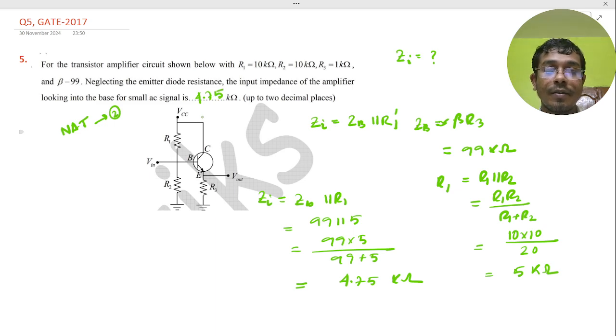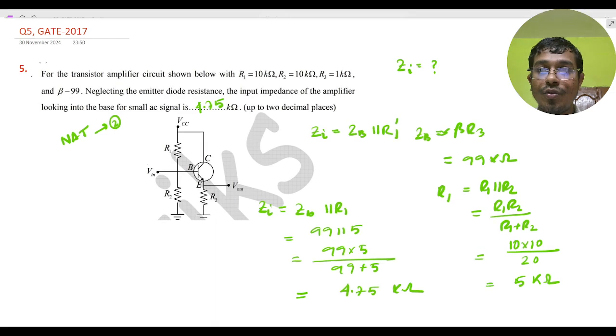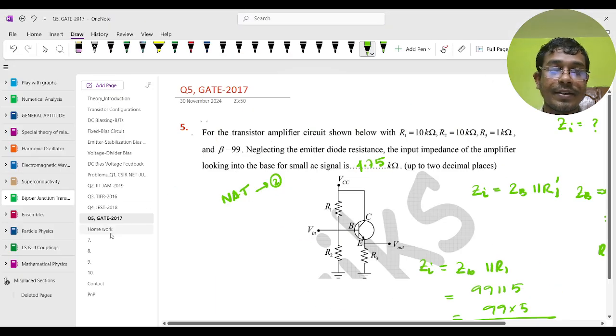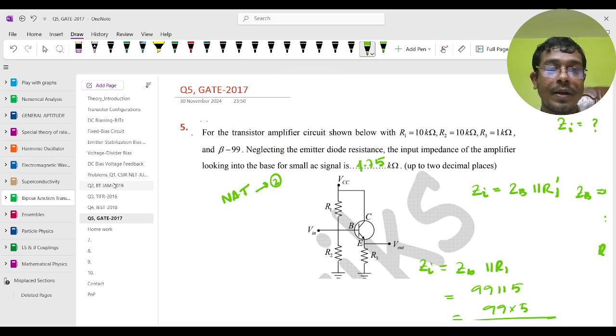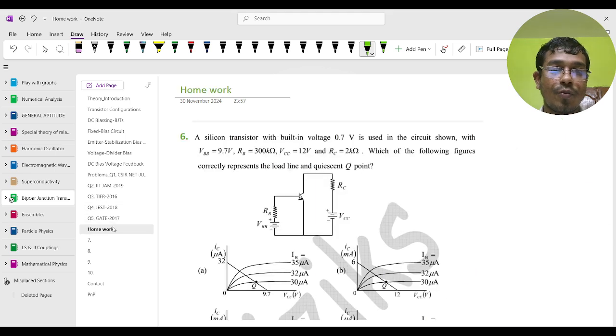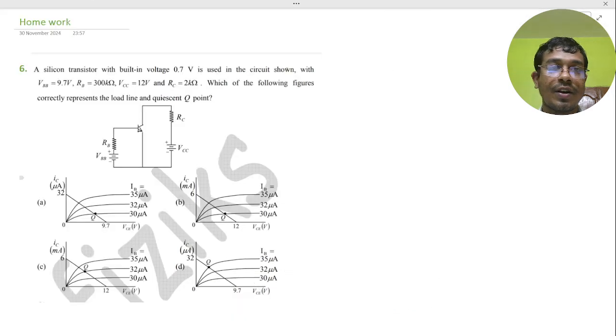So basically we just conclude the problems, and I usually give homework for better understanding and practice. So we have just solved 5 important problems coming in IIT JAM, JEST, NET, GATE and TIFR also, and I give some homework. This one is the first, you just do it and mail me.